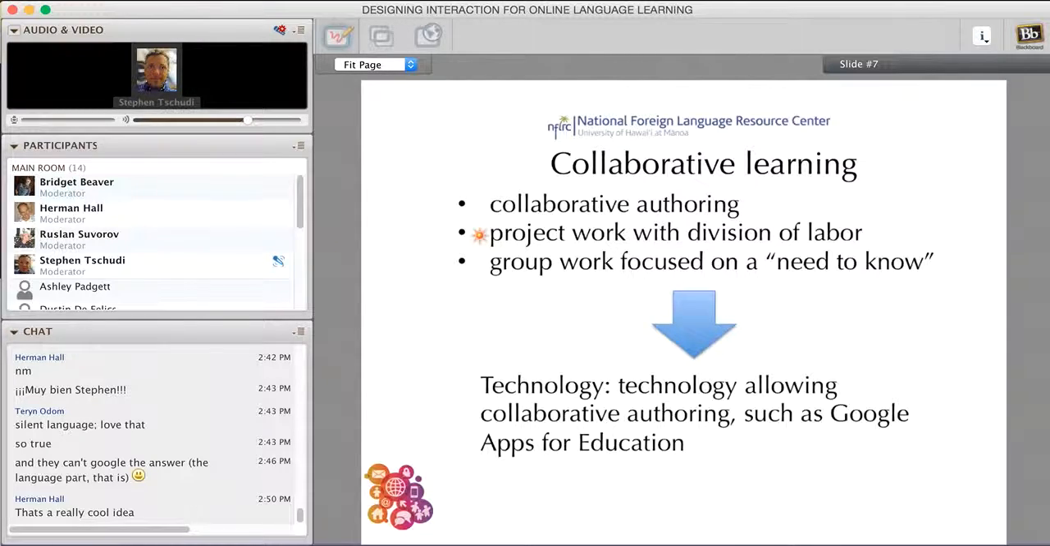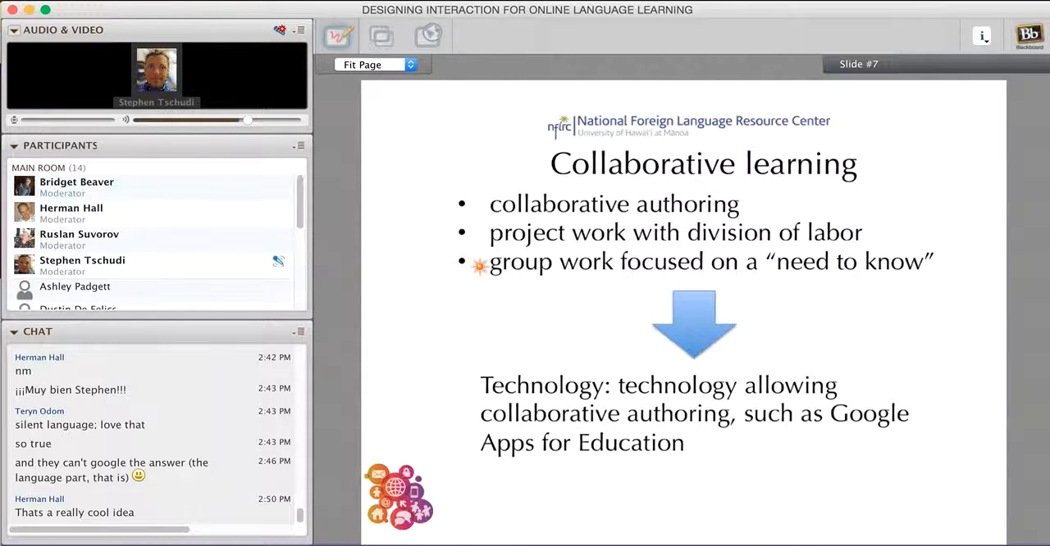Now, the thing that can make a project like this work well is when the group is focused around a single need to know. And so what that involves is before you start working on a collaborative project, the students have become excited about an idea.